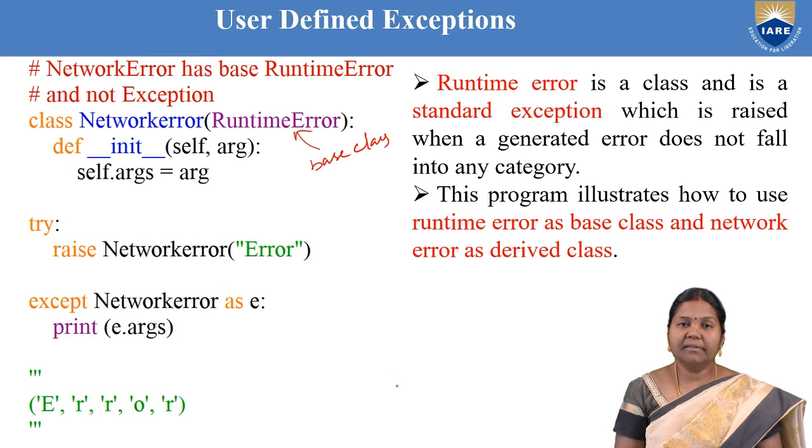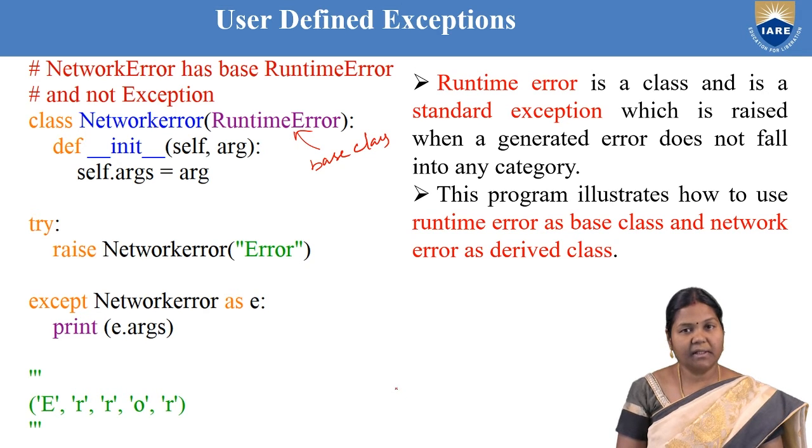So this RuntimeError is a base class which is already built into Python, and we have defined our own derived class called NetworkError, which derives from the base class RuntimeError. And we are passing one argument, and that argument is initialized in the init method. Let us see how it works.